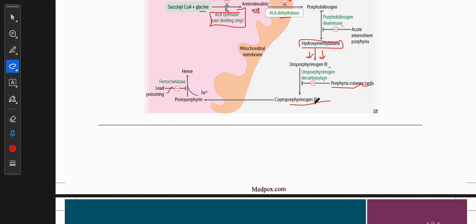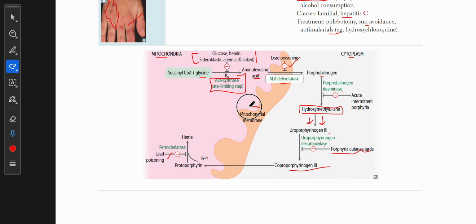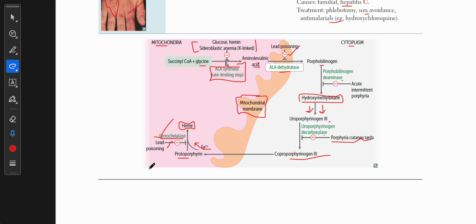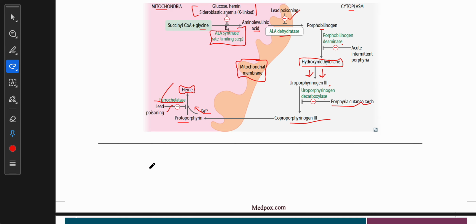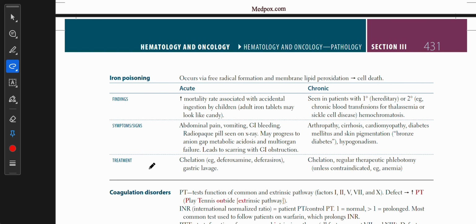So this coproporphyrinogen again in the presence of some transport proteins will cross the mitochondrial membrane and form protoporphyrin. This protoporphyrin, when it gets combined with iron in the presence of ferrochelatase enzyme, will form heme. That is how heme synthesis actually occurs. And in the last step, this ferrochelatase enzyme is affected by lead. So lead poisoning usually causes impairment in heme synthesis. This is the rough idea. We'll go into the details in our biochemistry sessions.